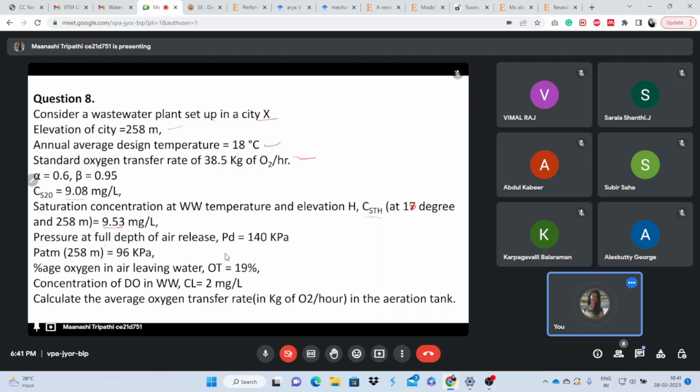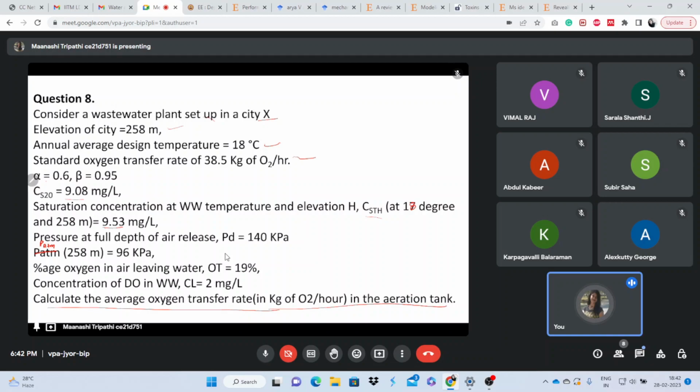Pressure at full depth of air release, atmospheric pressure, it should be written like this in the subscript. Percentage oxygen in air leaving water we have, concentration of dissolved oxygen in wastewater with Cl. Okay, calculate the average oxygen transfer rate in kg O2 per hour in the aeration tank.